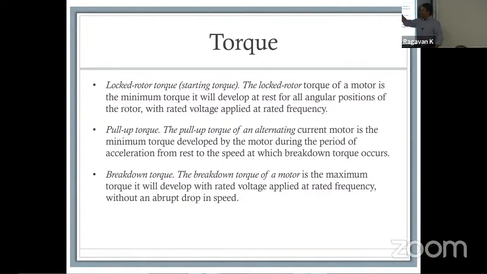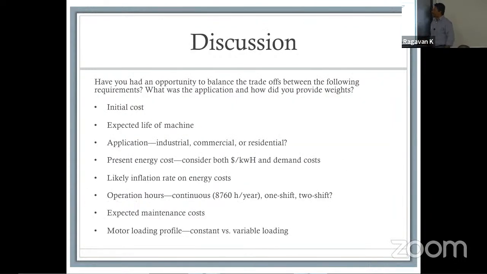We need to look at what we're designing for: locked rotor torque, pull up torque, and breakdown torque. If you don't design them right, your motor is going to break. I mean, not exactly in those words, but it's going to have some damage to it. So here's my question: how do you balance the trade-off between all of these components?